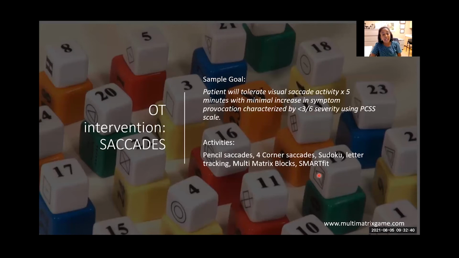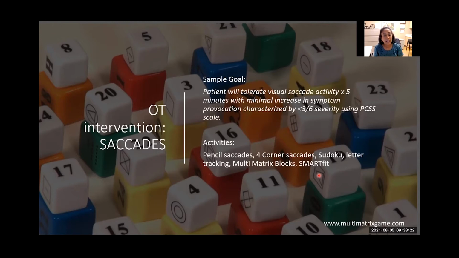In terms of saccades, I have a simple goal here. This goal is talking about performing visual saccades activity times a couple of minutes with a minimal increase in symptoms. And here I'm referring to the PCSS scale, which is a scale we use here at the clinic. It's just looking at overall post-concussion symptoms, and it's on a scale of 0 to 6. So many of my goals will have that out of 6 reference to it. But here I can utilize multiple different activities looking at eye tracking and saccades for quick, accurate eye movements.